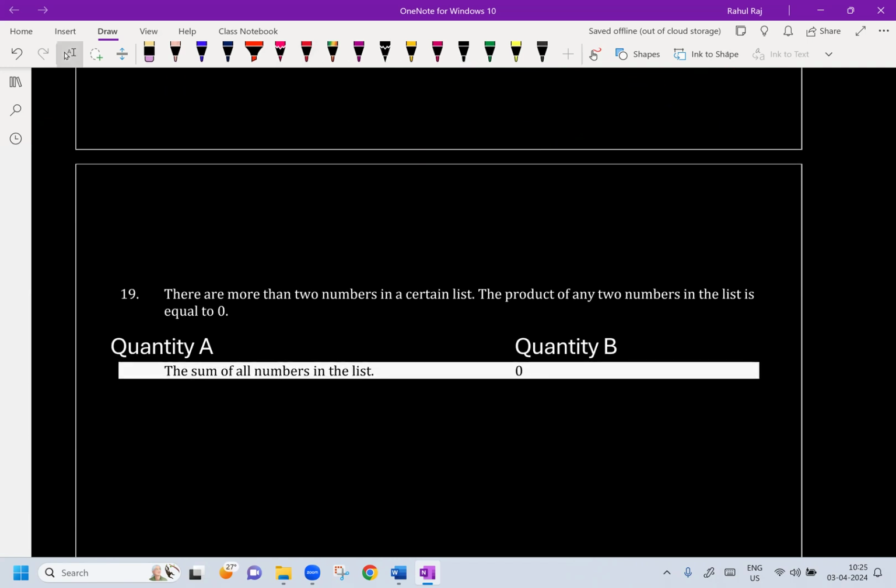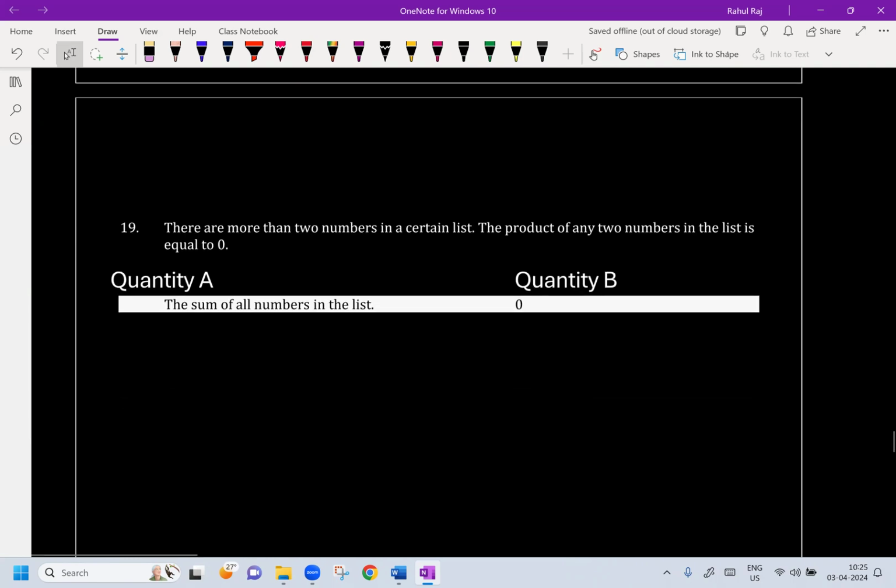Can you do this? This is also a nice one. There are more than 2 numbers in a certain list. The product of any 2 numbers in the list is equal to 0. It's all about language. Any 2 numbers.